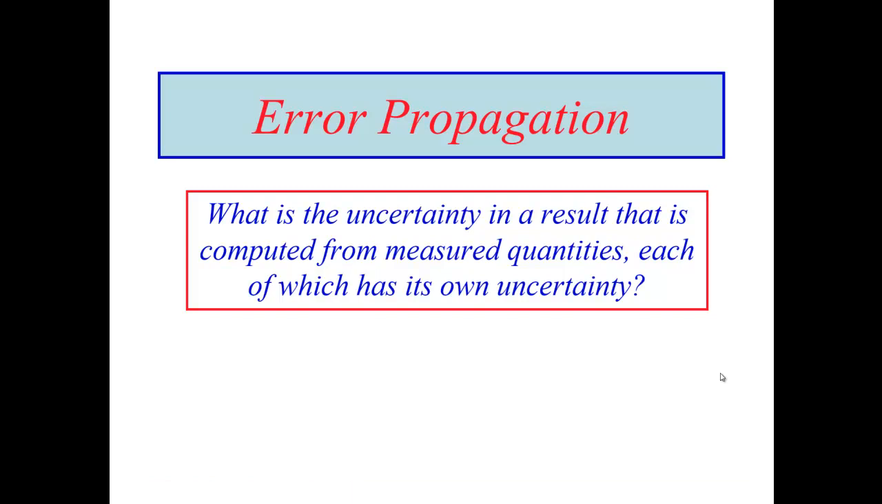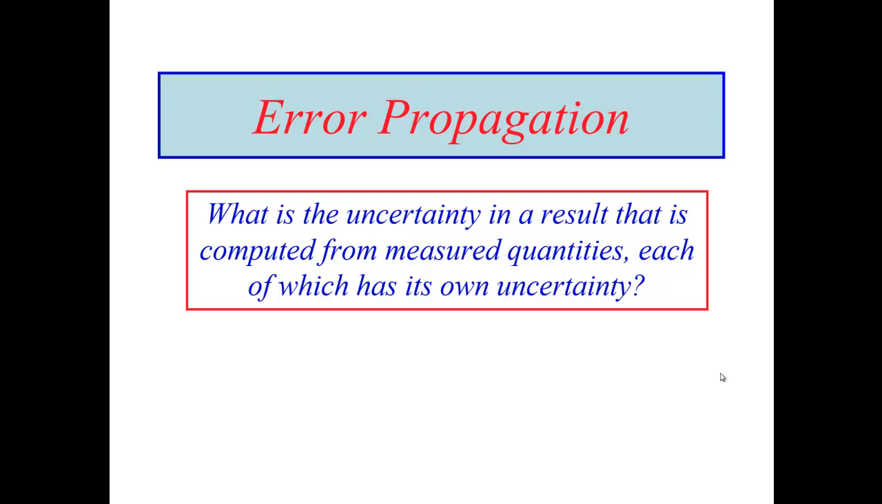Today I'm going to give an overview of the topic of error propagation that comes from Chapter 3 in Bevington's book. Error propagation is really the answer to the question, what is the uncertainty in a result that's computed from measured quantities, each of which has its own uncertainty?